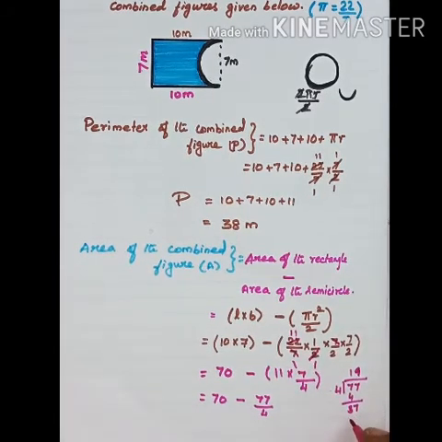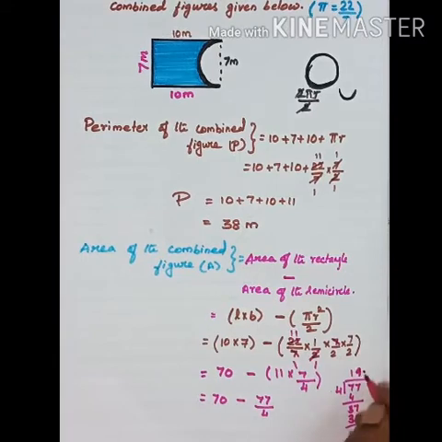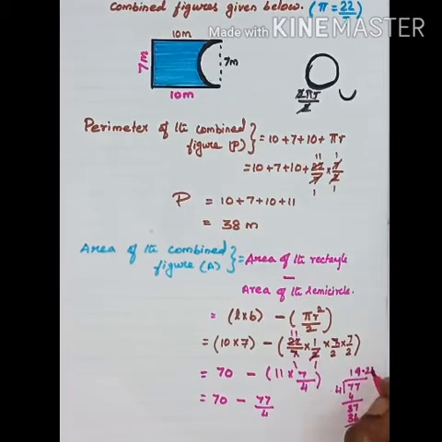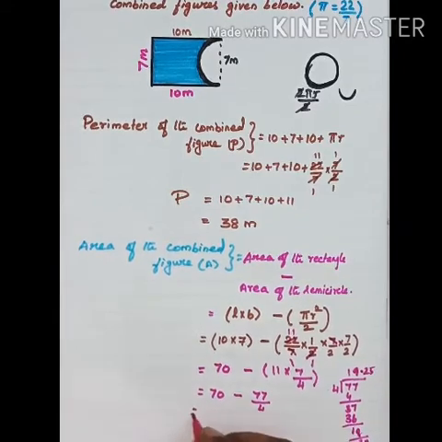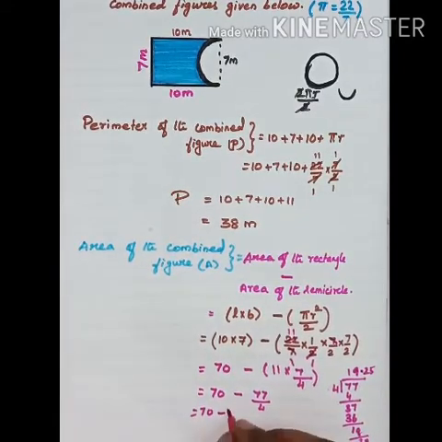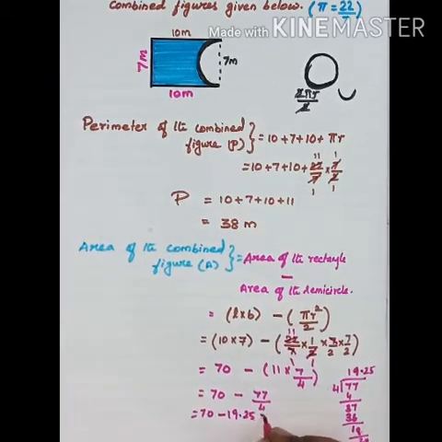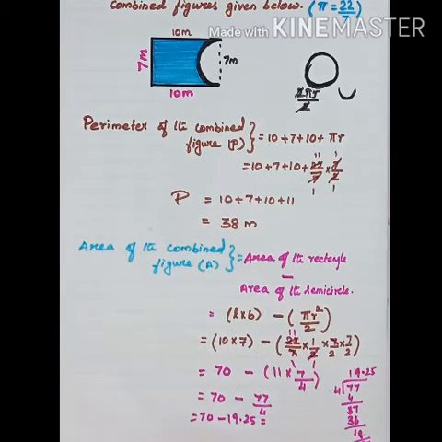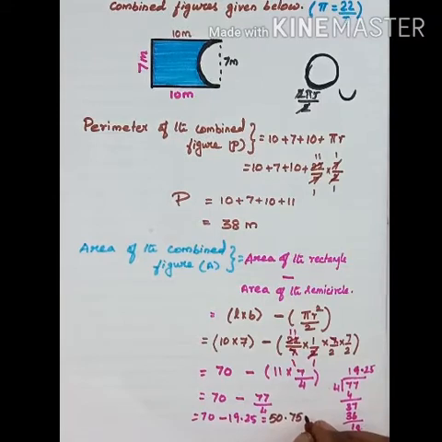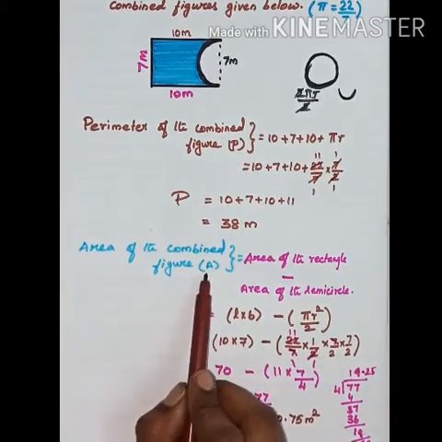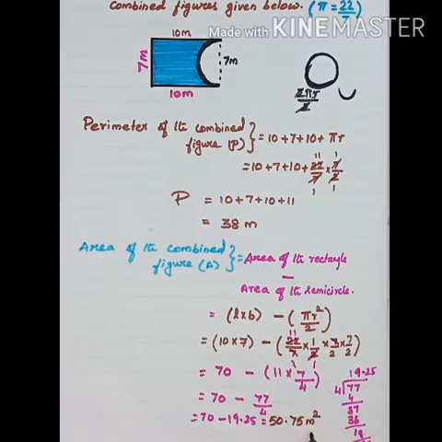9 fours are 36. Balance 1. 0. 2 fours are 8. Balance 2. 5 fours are 20. So, the answer is 70 minus 19.25, which is equal to 50.75 meter square. We are finding the area, so the unit will be square meter or meter square.